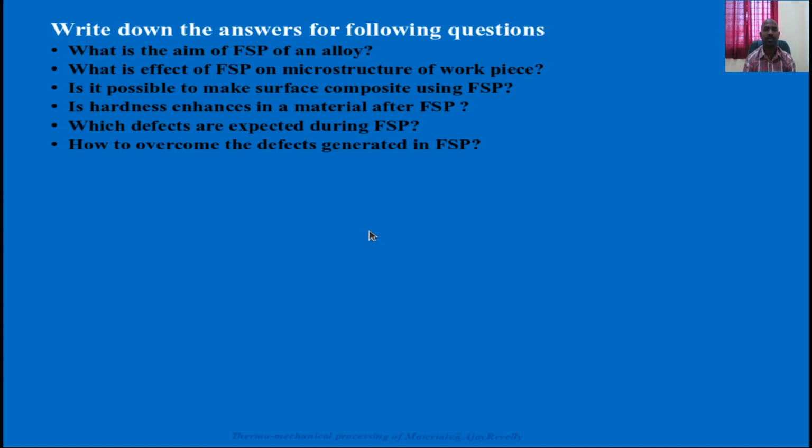Coming to the conclusion of this lecture: what is the aim of friction stir processing of an aluminum alloy? What is the effect of friction stir processing on the microstructure of the workpiece? Refinement of microstructure, due to the high strain rate that leads to severe plastic deformation. Is it possible to make a surface composite using friction stir processing? Yes, it is possible. You can achieve 70 micron depth of hardness using ceramic second phase particles. Is hardness enhanced in the material after friction stir processing? It increases due to the finer grain size achieved.